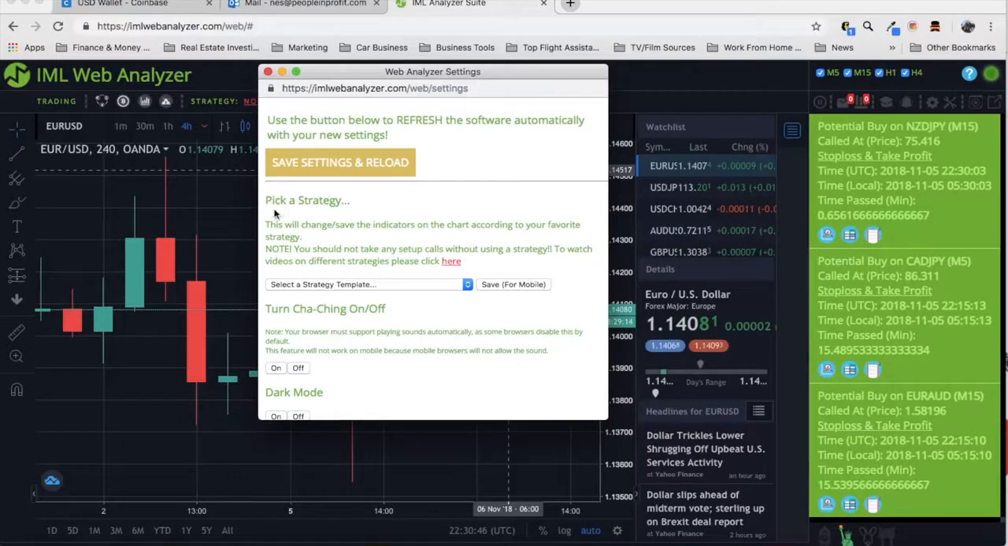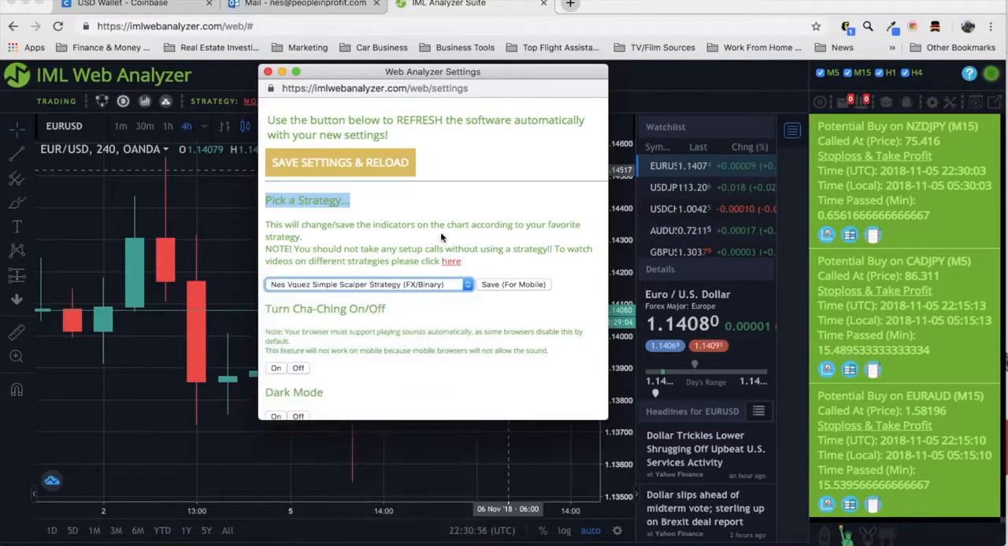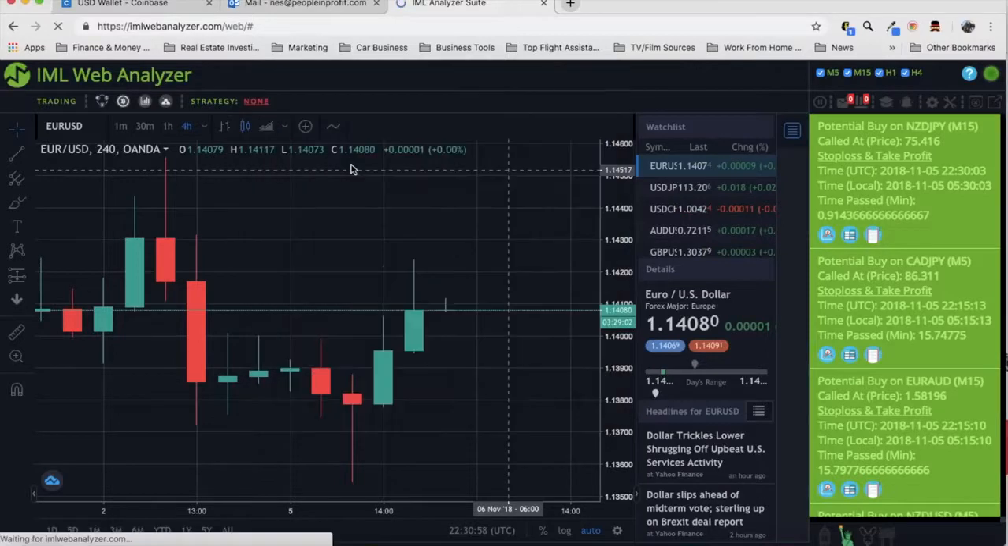Now you see over here in the pick a strategy section, what you're going to do is select the strategy template and select the SimpleScalper strategy. You're going to save the settings and you are going to reload.